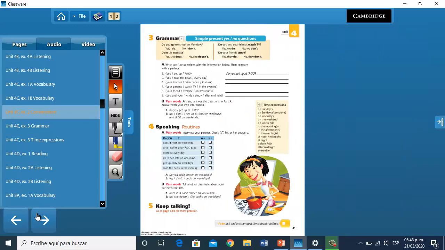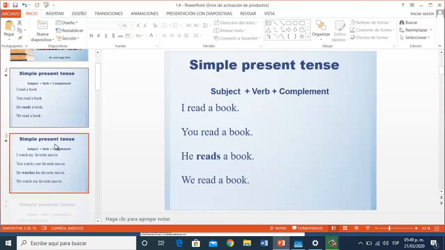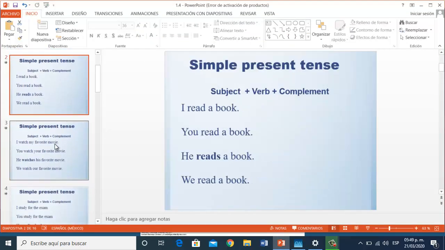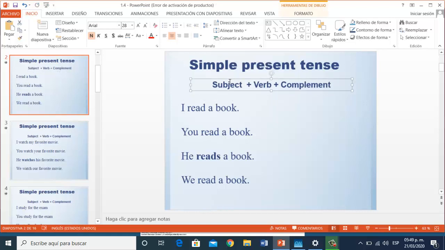So now go to page 41, and you have the grammar chart over here. For that I'm going to open the PowerPoint presentation that I already sent to you, and let's review. Simple present tense. If you remember, we saw that we have 3 basic tenses in English, and in almost every single language: present, past, and future. But we'll be starting with the easiest, the present. You only need this basic formula: the subject, a verb, and the complement.